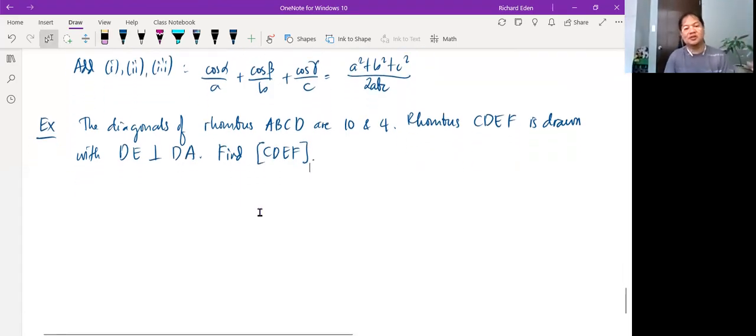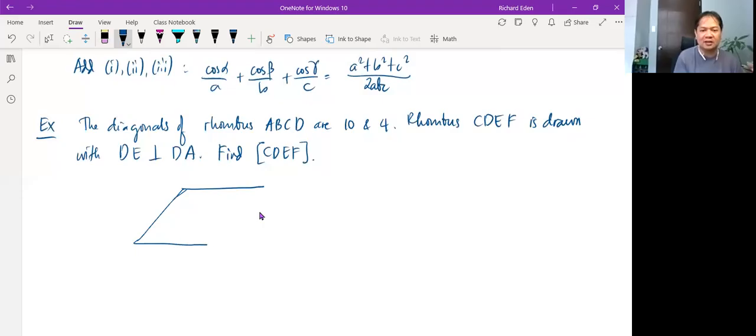So of course, let's draw rhombus ABCD first. It has 4 congruent sides, but unlike a square where the angles all have to be 90 degrees, the angles don't have to be all 90 degrees. But we do have a parallelogram. And the diagonals are not congruent, so the rhombus can be drawn slanted. The diagonals are 10 and 4, so this is the shorter diagonal and this is the longer diagonal. Do you know what can be said about the diagonals of a rhombus?